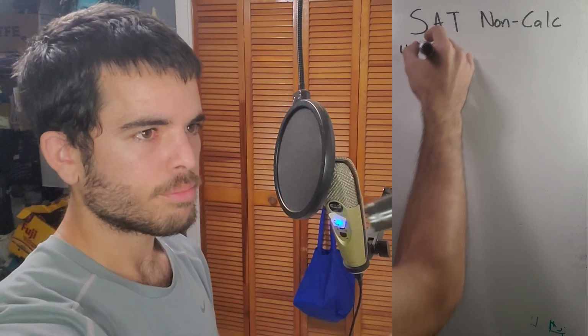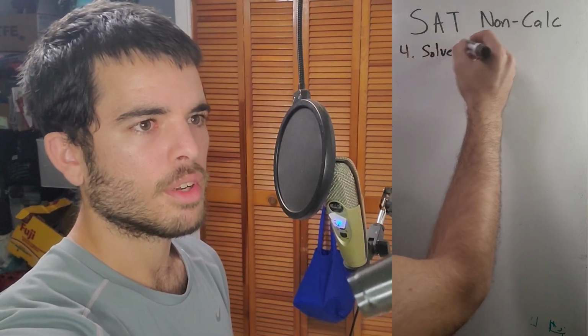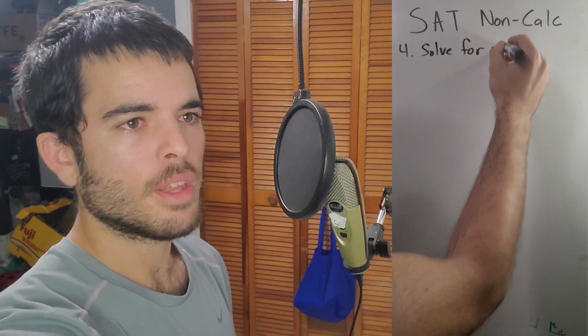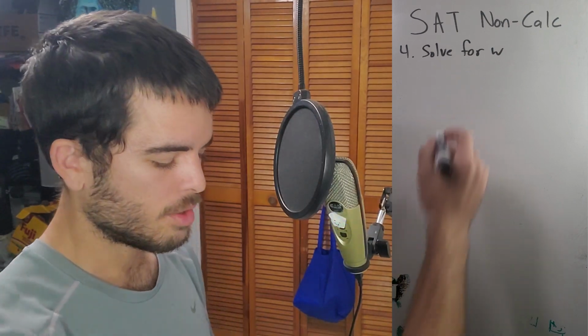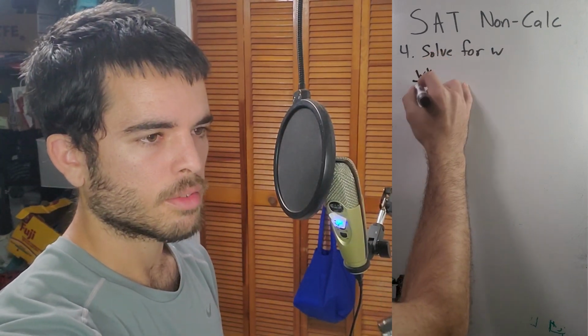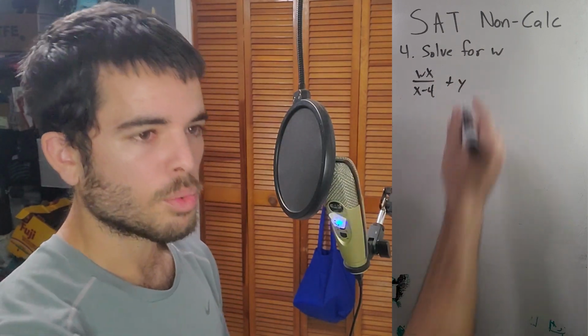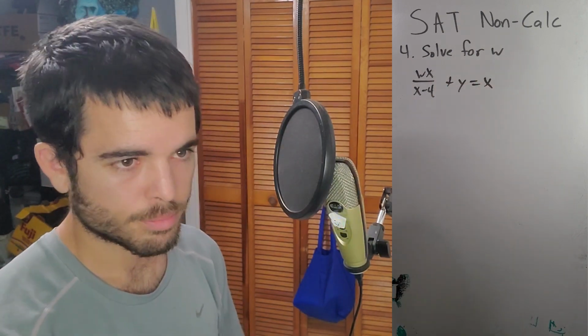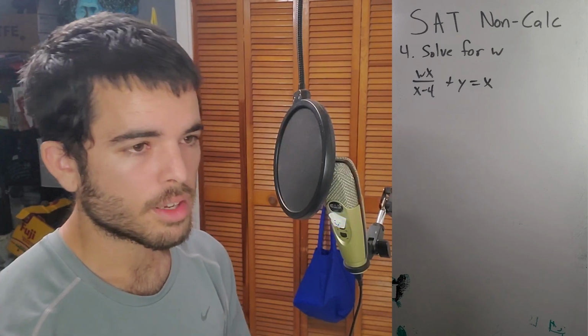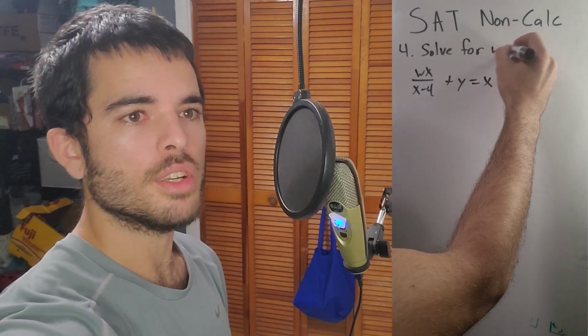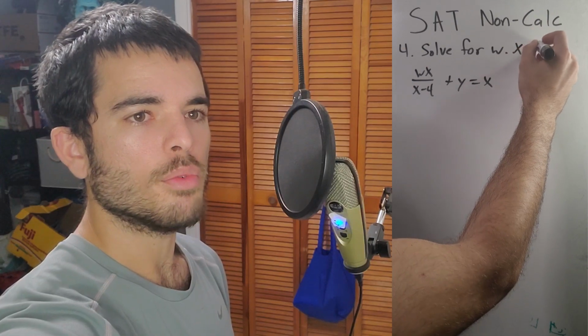All right, number 4. A little bit simpler in terms of what they're asking for. They want us to solve for w, and here's the equation. wx over x minus 4 plus y equals x. Okay, it does look like a bunch of mumbo jumbo, and they're going to mention x cannot equal 4.